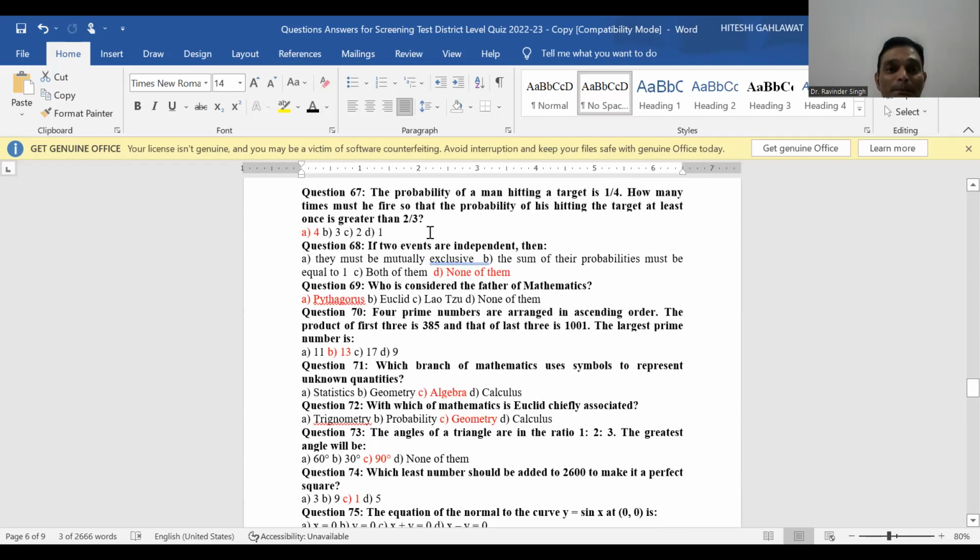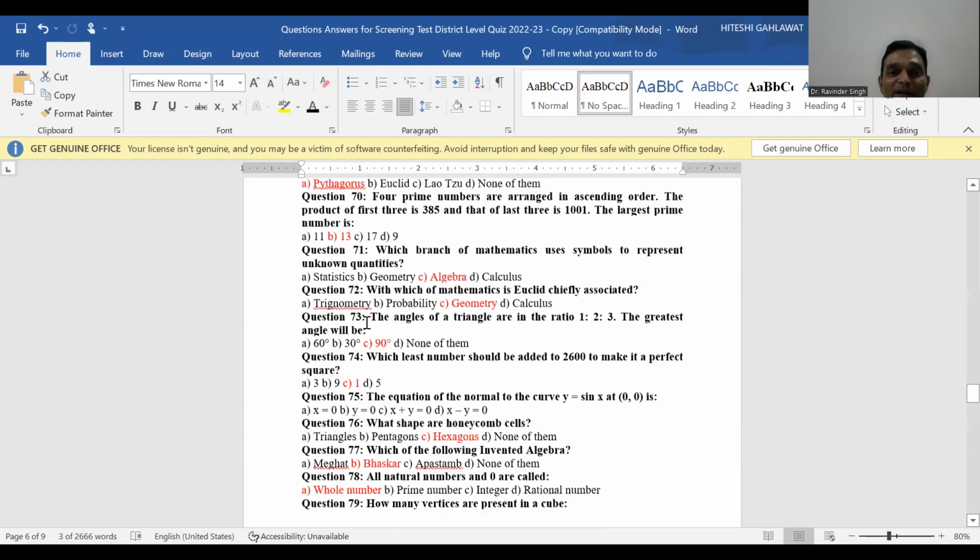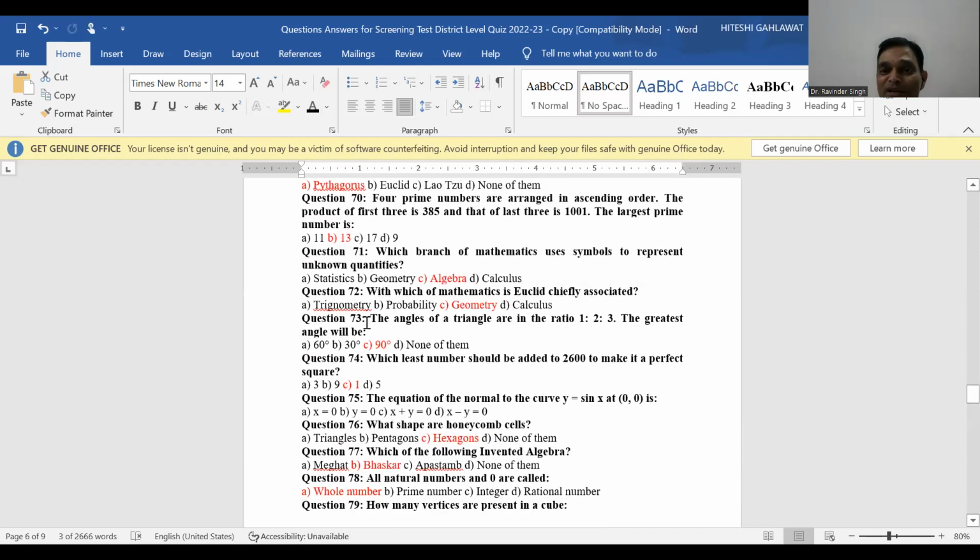How many times must it be fired so that the probability of hitting the target at least once is greater than 2/3? Answer is 4. Question number 68, if the two events are independent, then they must be exclusive. B option, C option. Answer is none of them. Who is considered as the father of mathematics? That is the Pythagoras.